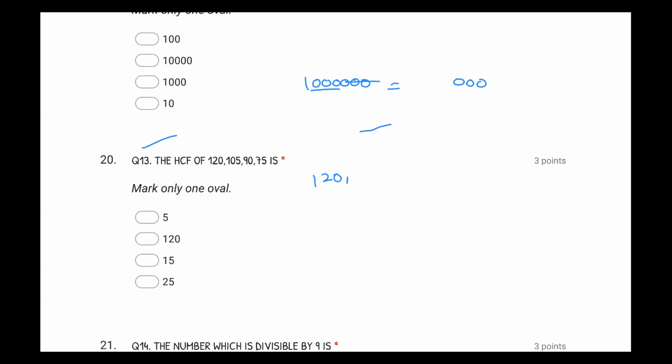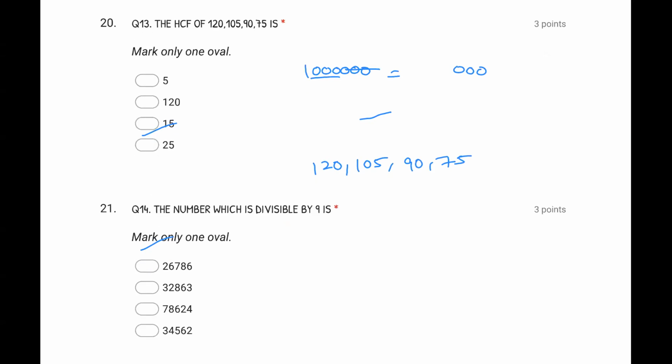HCF is the greatest common factor, the highest common factor. What is the HCF here? 15. The answer is 15. If you do HCF, you will get the answer 15.